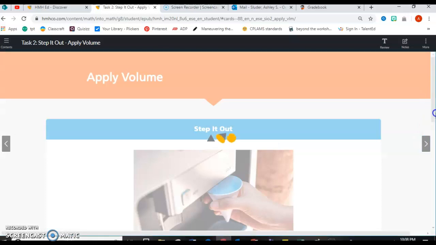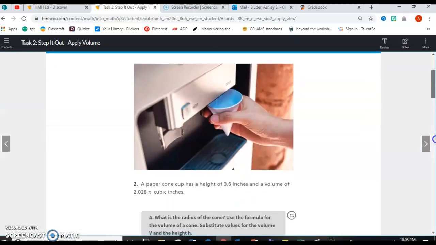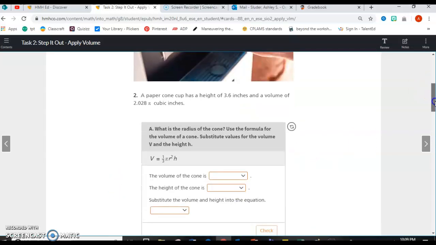Volume of a cone. I like this one too. A paper cone has a height of 3.6 inches and a volume of 2.028 pi cubic inches. So here they're giving us the height. Remember, height goes from the tip of the cone to the middle of the circle. And they're giving us the volume in terms of pi. And all they want us to do is to repeat what is in the problem. The volume of the cone is 2.028 pi.